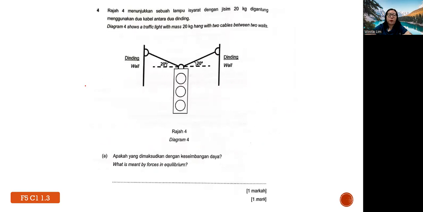Okay, question 4. Question 4 is from Form 5 topic on forces in equilibrium, the first chapter. So we look at the question. Diagram 4 shows a traffic light with mass 20 kg hanging with 2 cables between 2 walls. So first, what is meant by forces in equilibrium? Forces in equilibrium means the resultant force acting on the system is 0, or you can say F net equals 0.